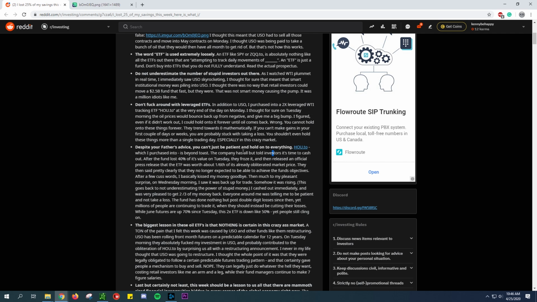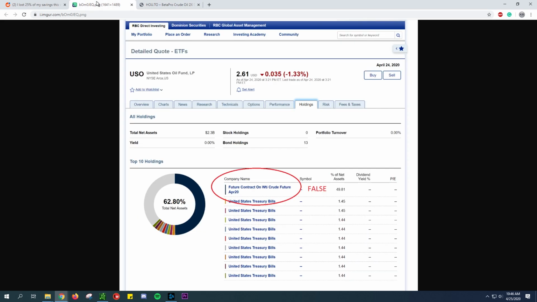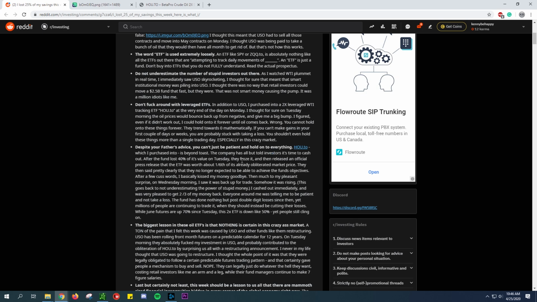So when he bought this particular leveraged ETF, which I had never heard of before, I don't recommend any of these ETFs. This is a bull ETF, and it's just down huge. That's just terrible. Poor guy. It's time to cash out.